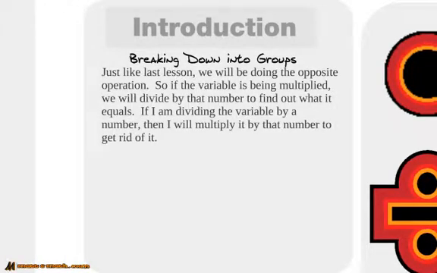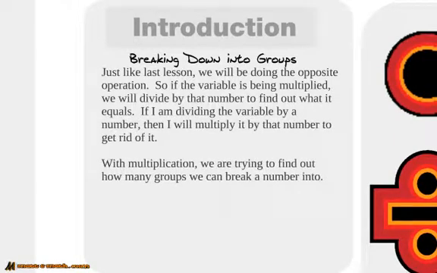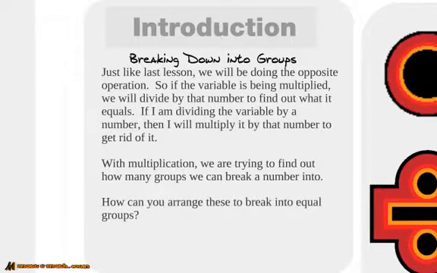Just like what we've seen before, if I'm adding something to a variable, I subtract it to get rid of it. Now, if I'm multiplying something by a variable, then I just divide it. Or if I'm dividing some number by the variable, or the variable by that number, then I multiply it. No big deal. Just doing the opposite operation, okay? So really what we're doing is how can we arrange these to break them down into equal separate groups.